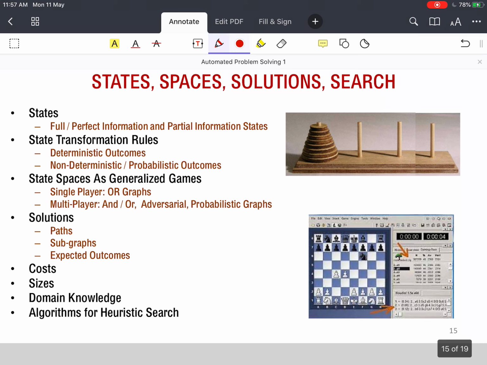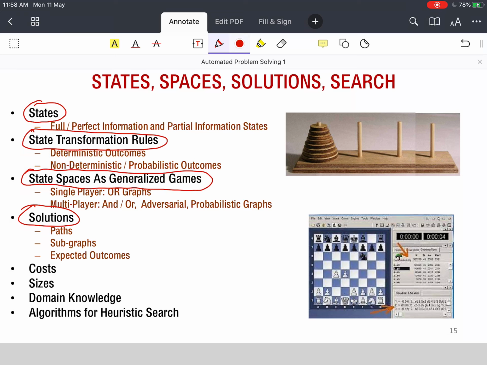So let us come to a summary of what we have been trying to say. In automated problem solving, we have states, and we have a set of state transformation rules. Now these state spaces are formed, and there are solutions. The states could be of full or perfect information. That means everything about the state space is known to the party. In this one, or in the game of chess, the whole state space is very clear to everybody. You know what this state space is, it is perfect information.